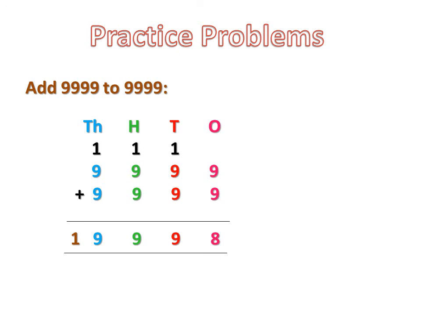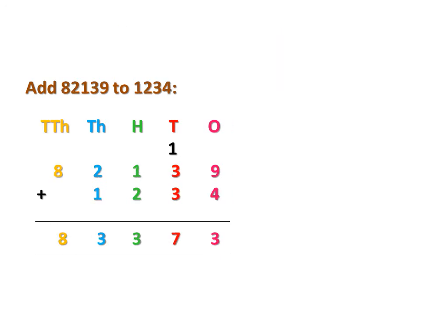Now this time when your sum comes out to be 19, now that there is no place in left side, so we are free to write 19. So this time our answer comes out to be 19998. Okay. So now you can pause this video and see the practice problems. You can pause these videos and practice these problems by yourself.